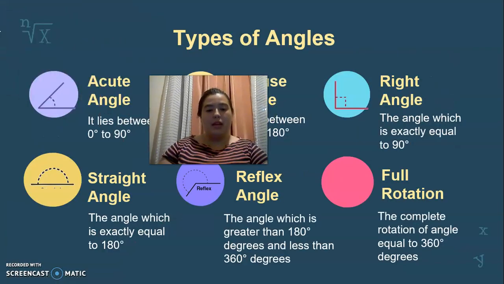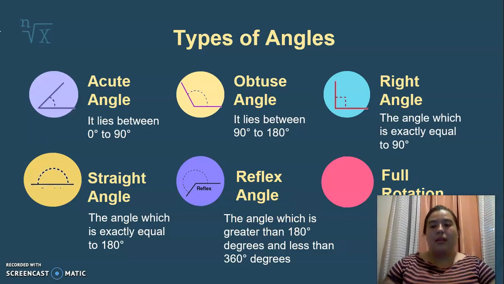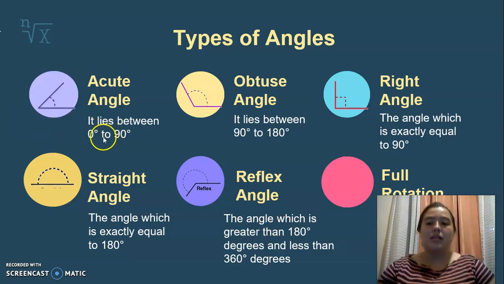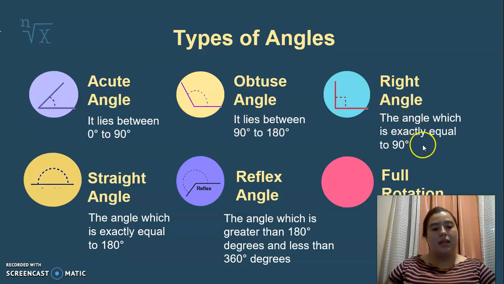So these are the types of angles: acute angle, obtuse angle, right angle, straight angle, reflex angle, and full rotation angle. The first one, acute angle, is between 0 degrees and 90 degrees. This is an example of an acute angle. Then we have the obtuse angle, which lies between 90 degrees and 180 degrees. And this is an example of an obtuse angle. Then the right angle, which is exactly equal to 90 degrees, and this is how a right angle looks.